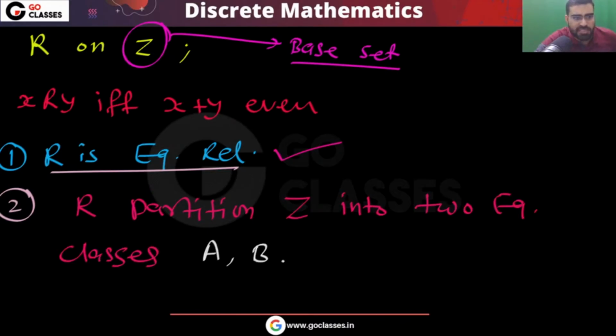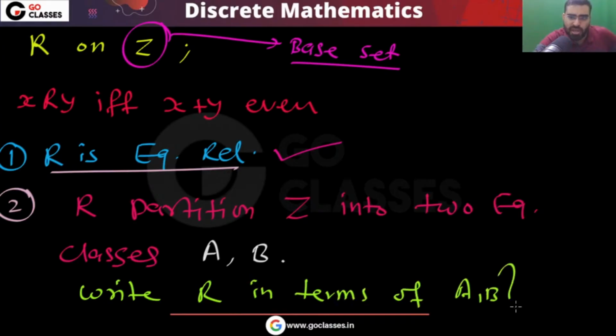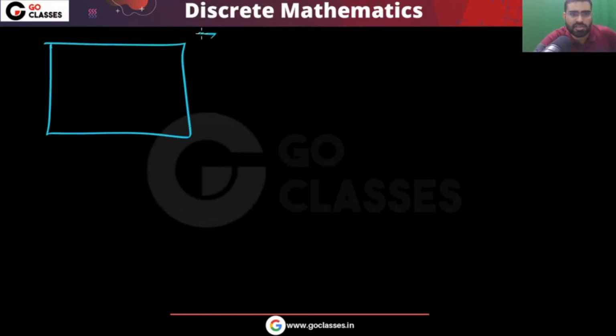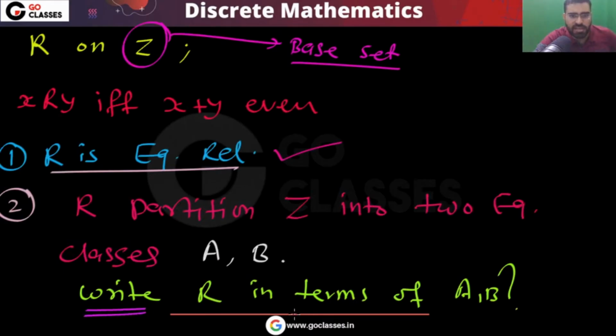Now can you write this R in terms of A comma B? How can you do that? This is your set of integers, and there are two equivalence classes. One equivalence class is A, another equivalence class is B. Can you write this R in terms of A comma B?